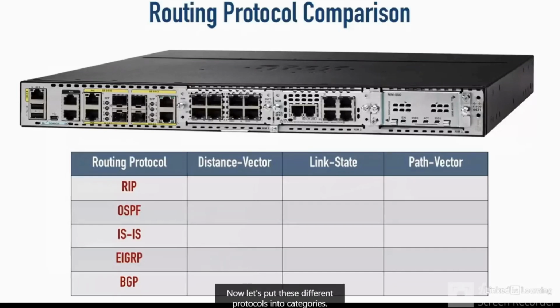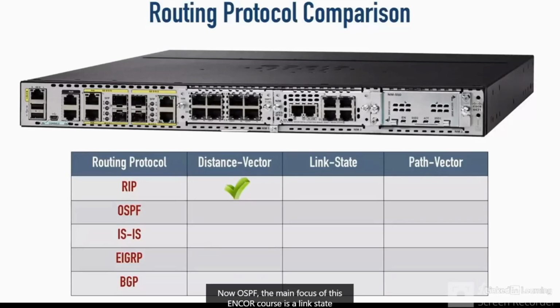Now let's put these different protocols into categories. RIP, the Routing Information Protocol, that's a distance vector routing protocol. It says go out of this egress interface or go to this next hop IP address, and here's how far it is. Here's the hop count. RIP measures how many routers we have to traverse or hop through in order to get to the destination network. And by the way, 15 is the maximum with RIP. If something is 16 router hops away, it's considered to be unreachable.